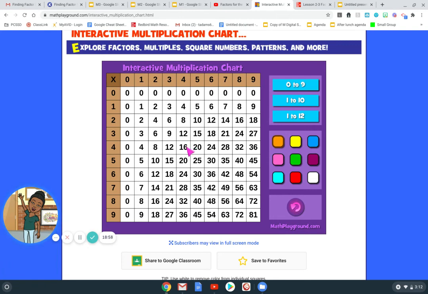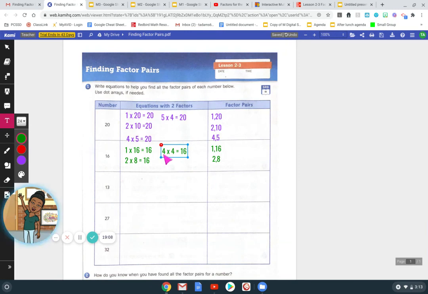Whoa, yep, there's 16. 4 times 4 equals 16. Let's go put that on our assignment. So I have 4 times 4 equals 16. My factor pair would be 4 and 4. Let's not forget, even though we have 2 times 8, another equation could be 8 times 2. We could switch the numbers, but our answer is the same and our factor pairs are the same.